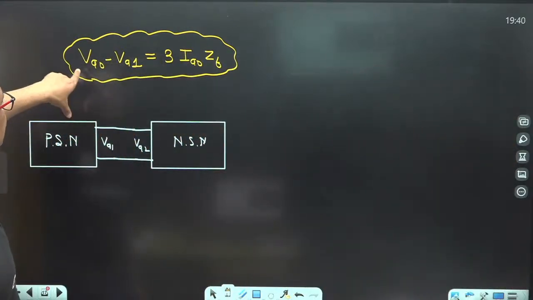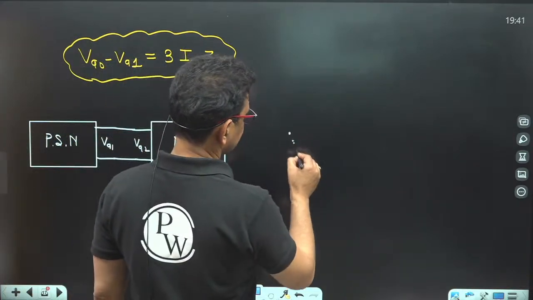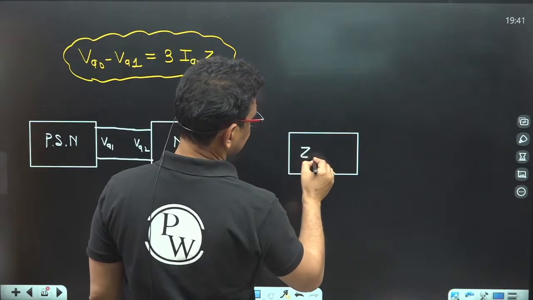But see here, VA0 minus VA1. That means if I draw VA0, meaning the zero sequence network.